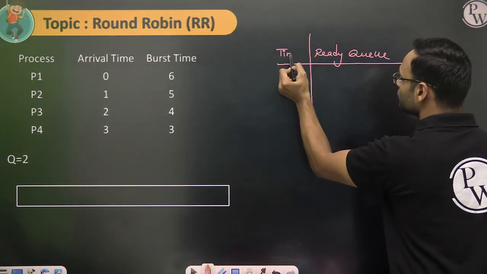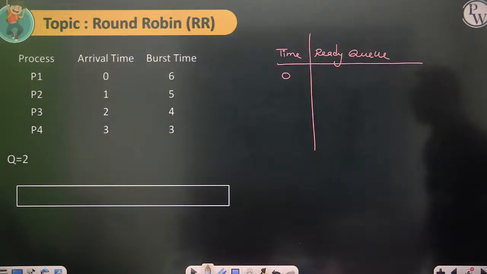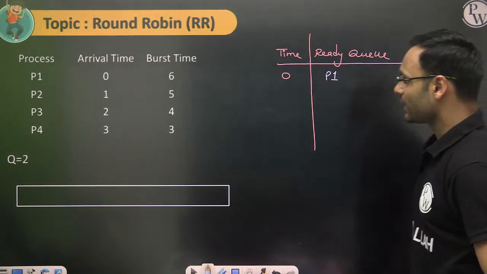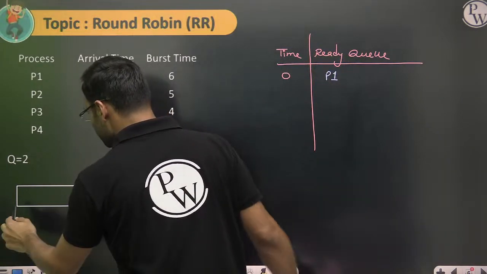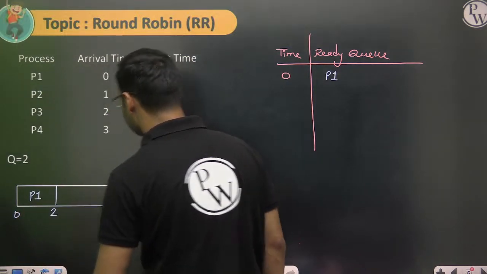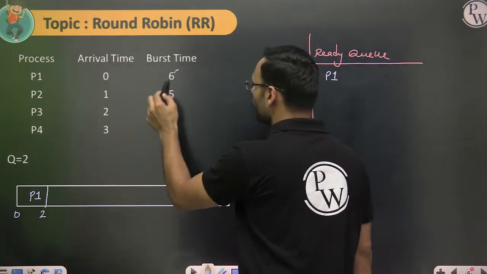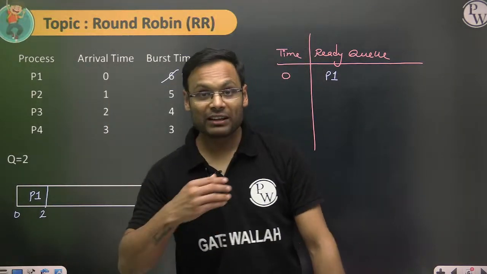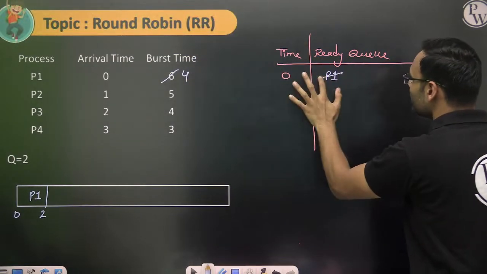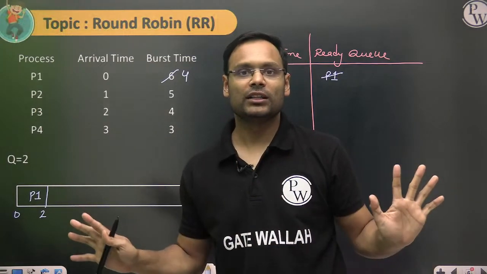And this is the time. At time 0, what process is there in the ready queue? Only P1 is there. So whichever process is available, we will schedule it, but that process runs only for 2 time units. It runs 2 time units, remaining is 4. When P1 has gone for catching, it is not standing in the queue. I removed it from the queue. There is nobody in the queue.